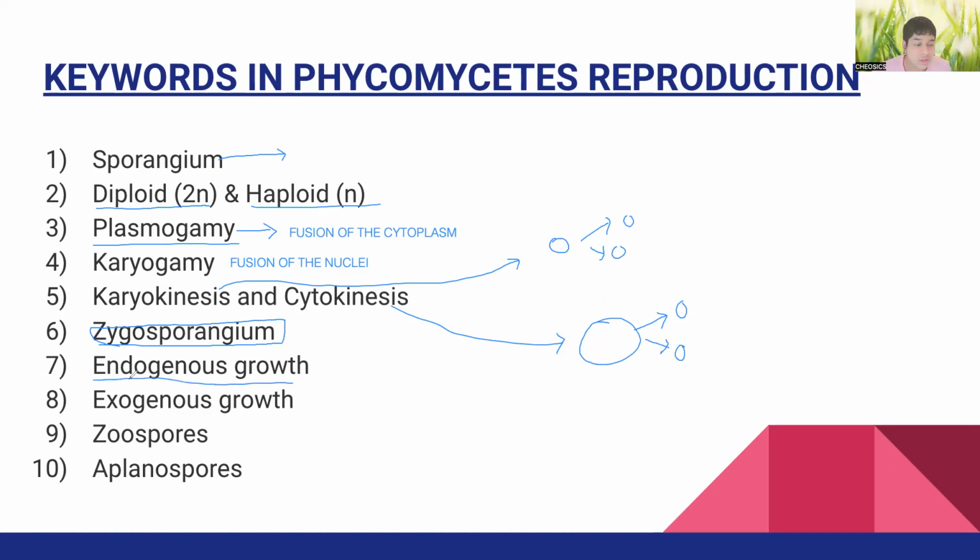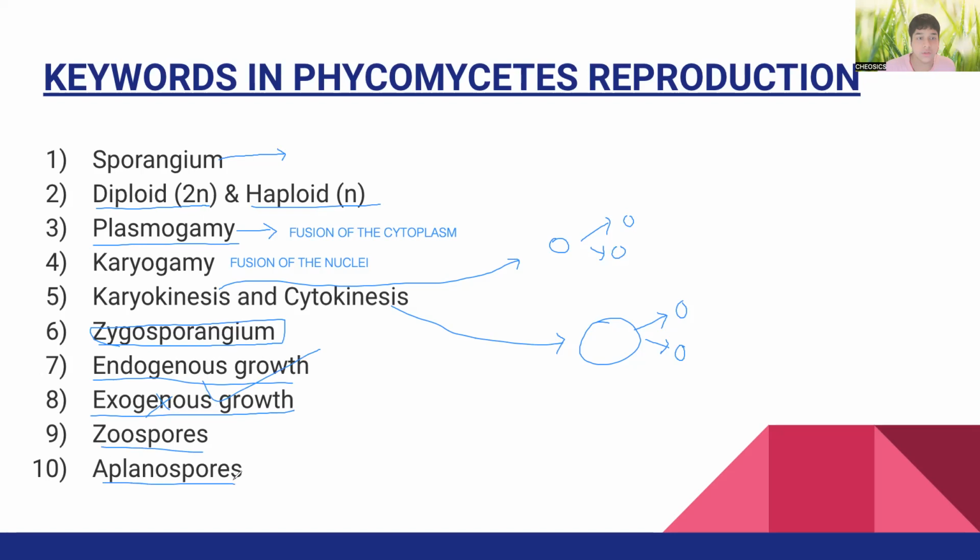Endogenous growth and exogenous growth are very simple to know. Endo means inside, exo means outside. Exothermic reaction is a reaction which gives out heat, endothermic reaction is a reaction which takes in heat. Same here: endogenous is growth which happens inside the cell, and exogenous is outside. So here what did you observe? It was endogenous growth. Inside your sporangium, the zygospores, the haploid spores, were formed, and then they burst out. Exogenous is not observed here. Exogenous is basically the spores forming outside the cell.